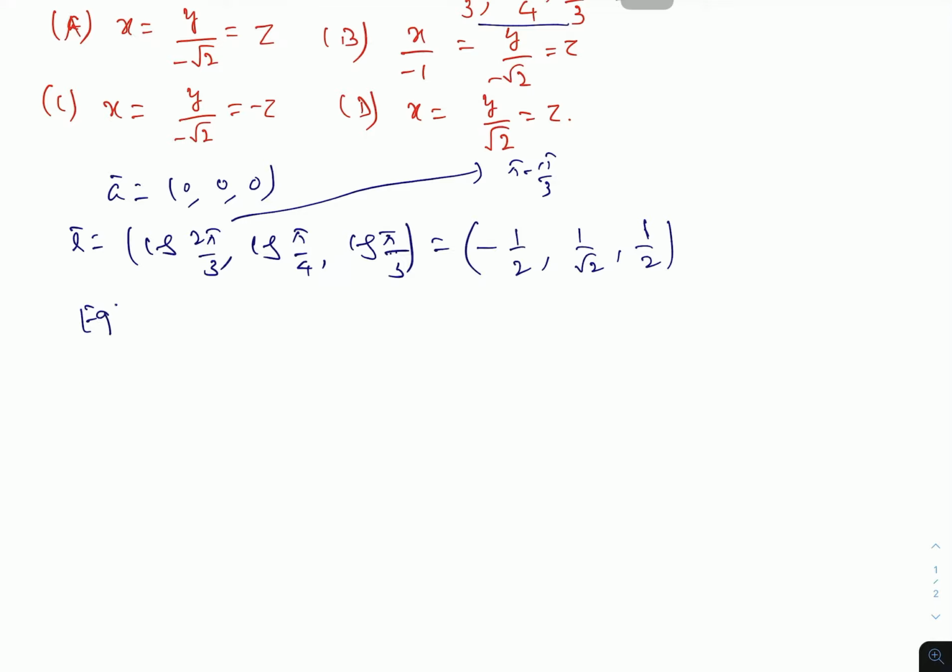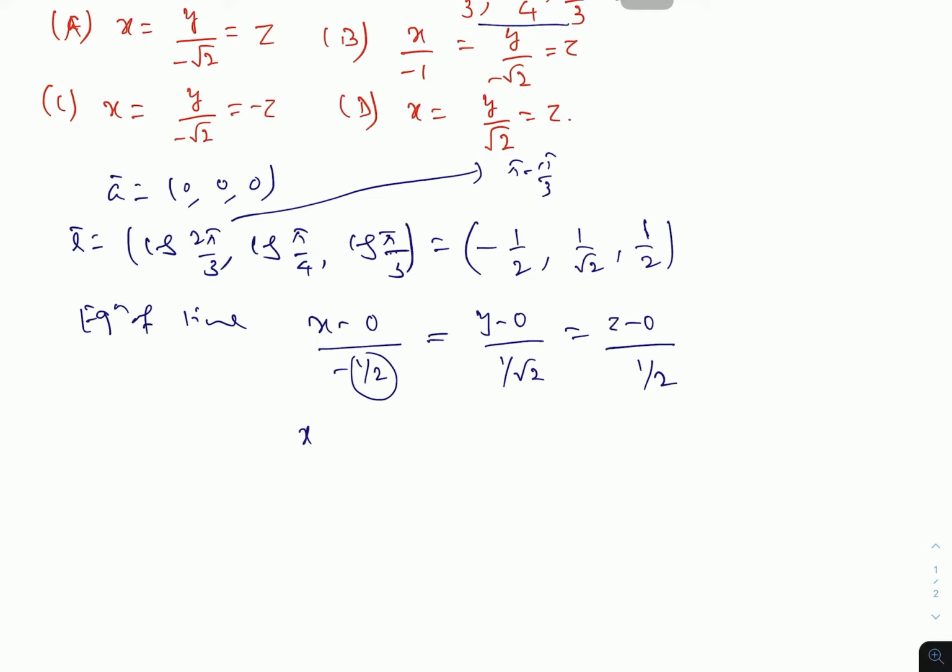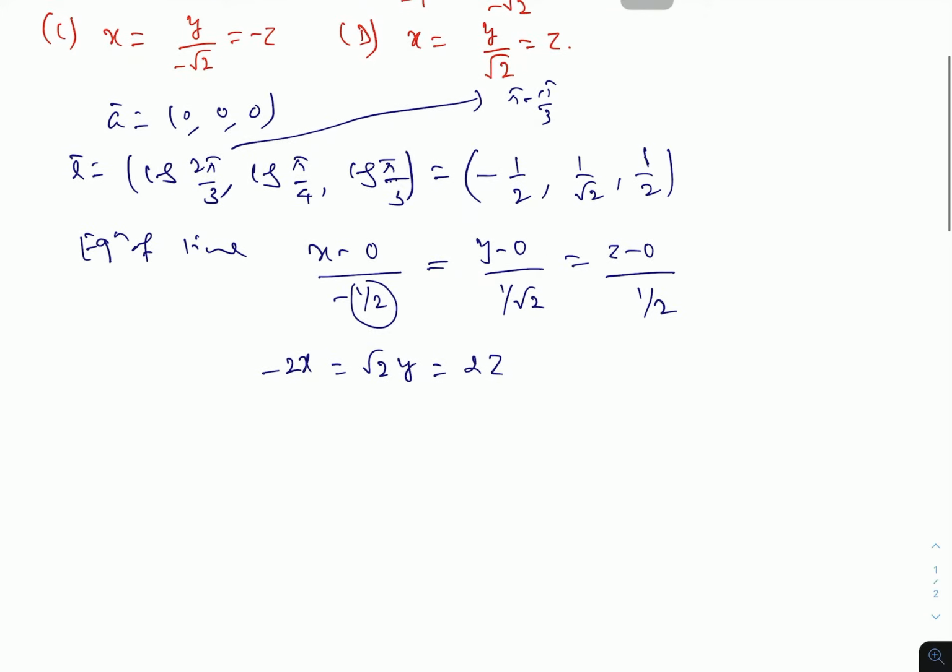So the equation of the line is (x minus 0) over minus 1 by 2 equal to (y minus 0) over 1 by root 2 equal to (z minus 0) over 1 by 2. So we can do it like this. We can take 1 by 2 common. So we are having minus 2x equal to root 2 y equal to 2z.